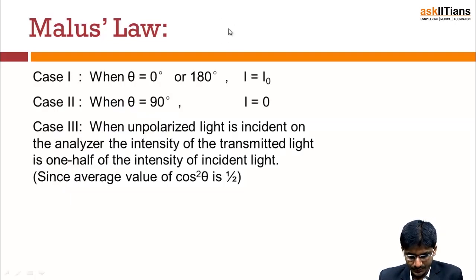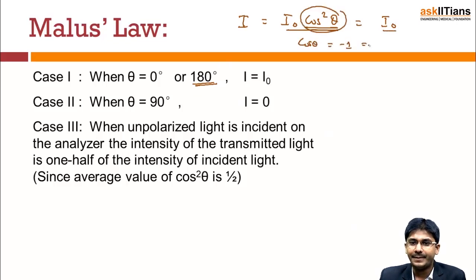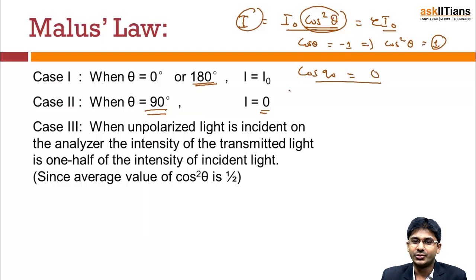Now let's see the implications of this. What will happen when theta is 0 or 180? When you put theta equal to 0, cos square theta becomes 1, and the intensity is I naught. When theta is 180, cos theta is minus 1, so cos square theta is again 1, and the intensity is again I naught. What will happen when theta is 90? Cos 90 is 0, so the intensity is 0.